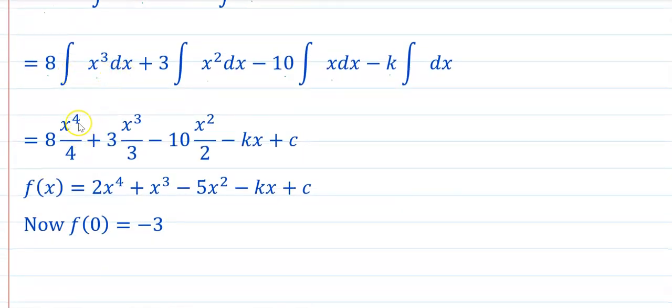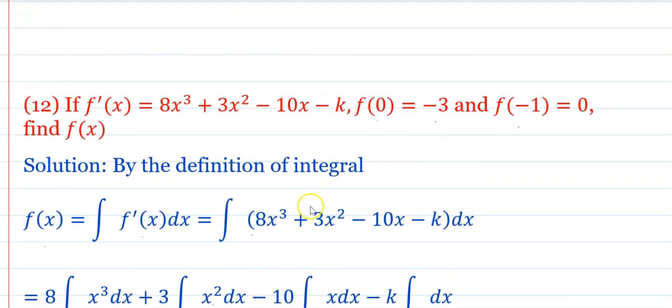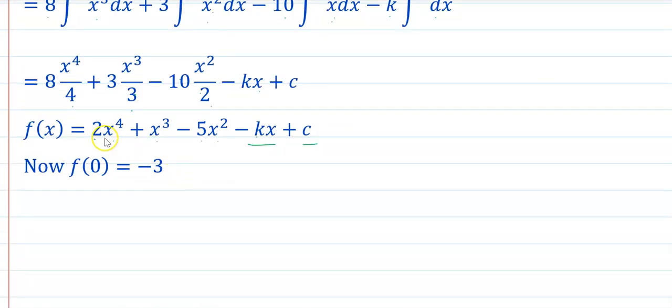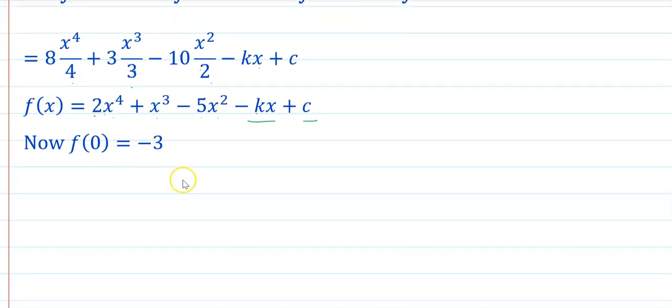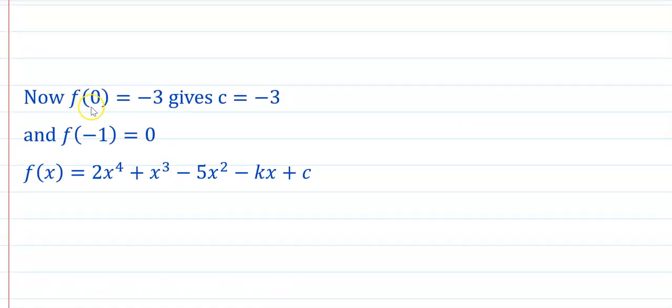What is the integral of x cube? x raised to 4 upon 4. The integral of x square is x cube upon 3. The integral of x is x square upon 2. The integral of dx is x plus c. That is 8 x raised to 4 upon 4, you are getting 2x raised to 4. 3 gets cancelled, x cube. 10 upon 2, 5x square, minus kx plus c. Okay, now we'll find the value of k and c. First, it is given that f of 0 is minus 3. Means what? Replace x here by 0. See this here, x by 0.